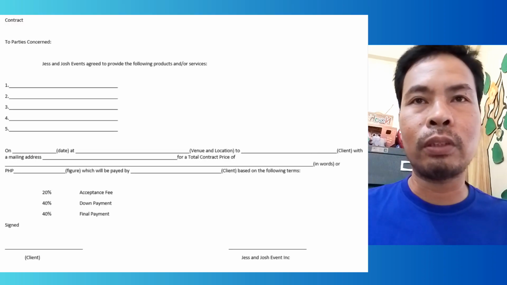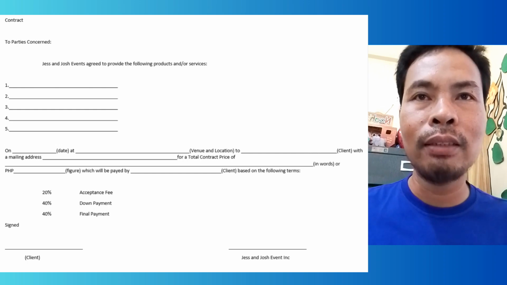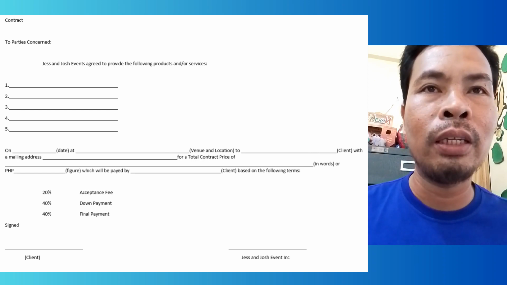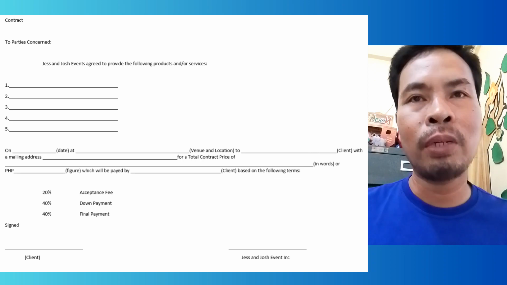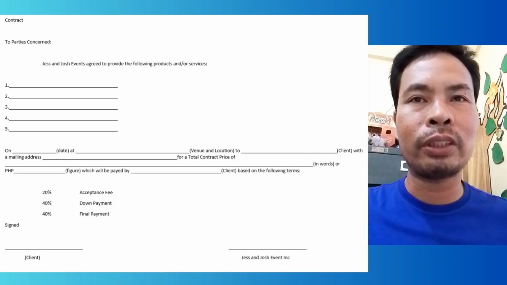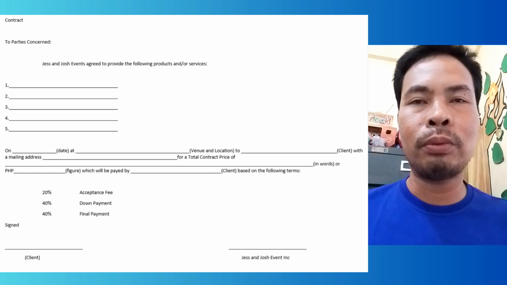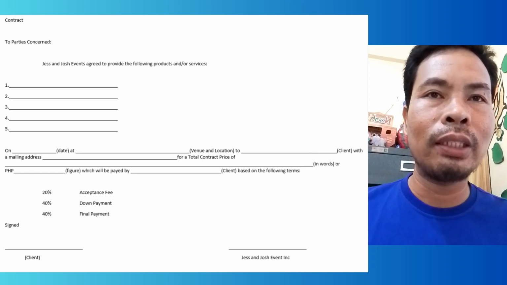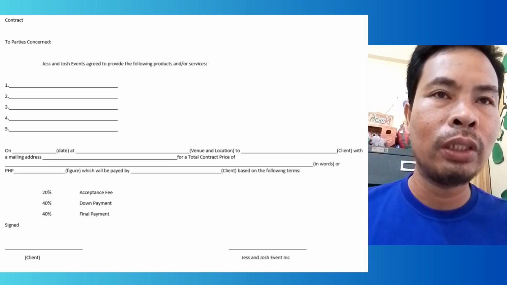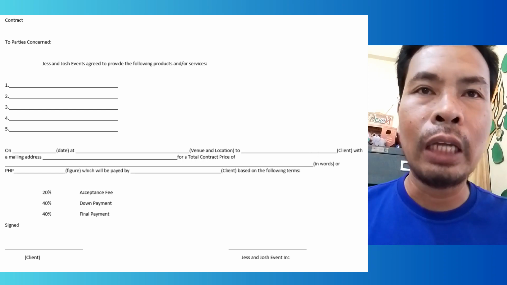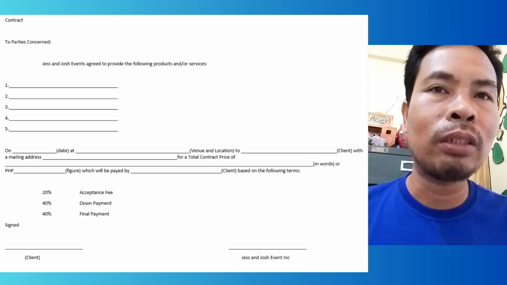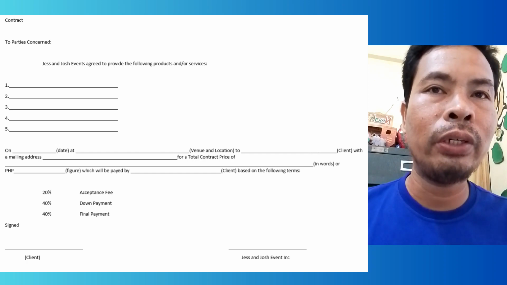This is just a simple contract na parang fill in the blanks lang. So, to parties concerned, Just and Just Events agreed to provide the following products or services. Write the product or services that the client wanted you to provide to him or her. Then put a date on it, the venue and the location, the client's name, his or her mailing address, and the total contract price in words first, then in figures.